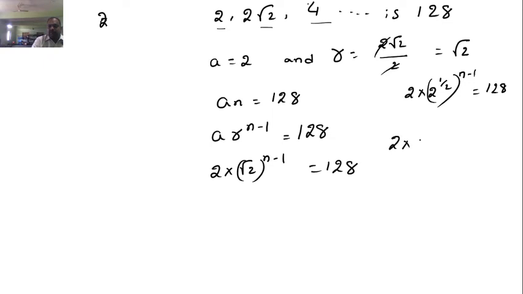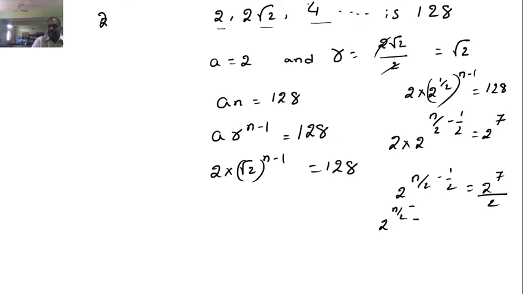2 into 2 to the power of 1 by 2 into n minus 1. n by 2 minus 1 by 2 is equal to 2 to the power of 7. So 2 to the power of n by 2 minus 1 by 2 is equal to 2 to the power of 7 by 2. 2 to the power of n by 2 minus 1 by 2 is equal to 2 to the power of 6.